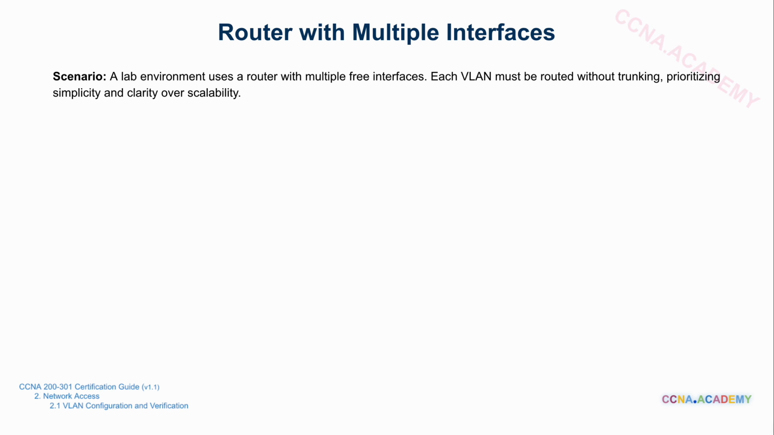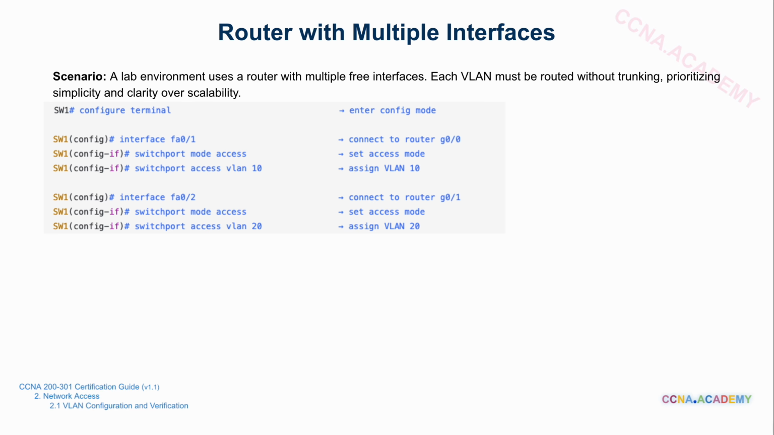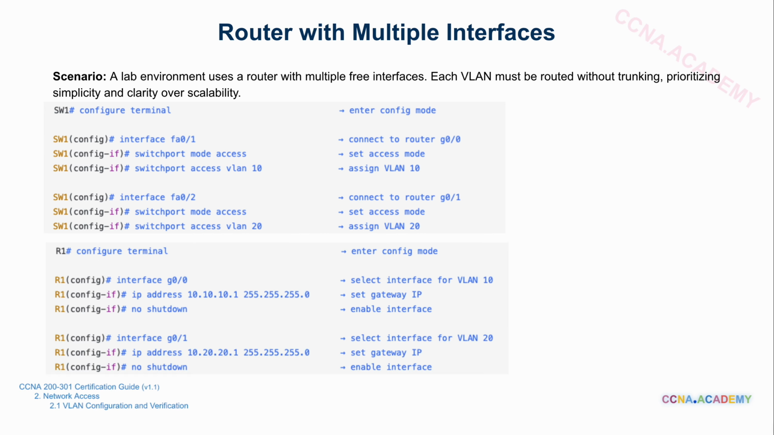In this example, 2 VLANs need to communicate, and each VLAN uses its own router interface. First, each switch port connected to the router is configured as an access port and placed into the correct VLAN. Next, each physical router interface is assigned an IP address that matches the VLAN subnet. This IP address becomes the default gateway for devices in that VLAN. The router interfaces are then enabled so they can forward traffic. Once both interfaces are active, the router can route traffic between the VLANs because it has a directly connected interface in each subnet. Verification confirms that devices in different VLANs can now communicate.